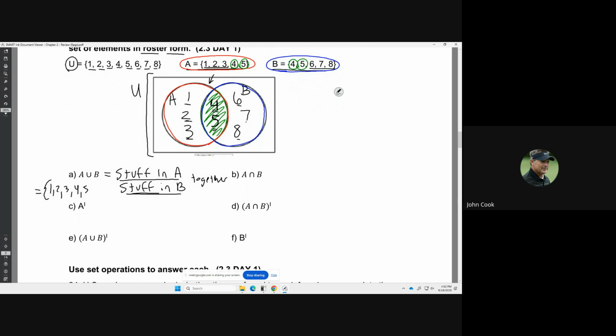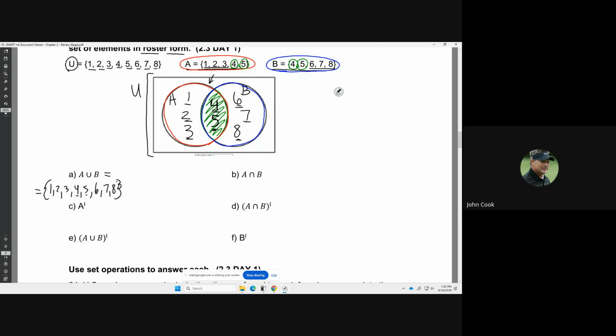But I also have to have the stuff that's in B. So that B would be 4 and 5 and 6 and 7 and 8. But I already have 4 and 5 in there, so I just include the ones that I don't have yet, 6 and 7 and 8. So that would be my complete set right there for letter A, okay? So it would just be this set right here. But like I said before, it's really important that you can read the notation in it. That's what can help you to get these answers done really easily.